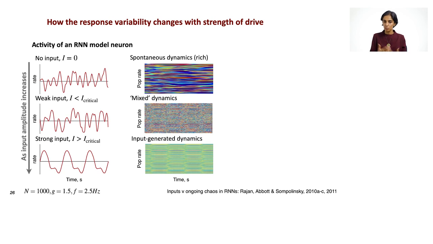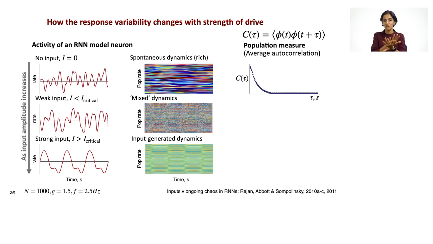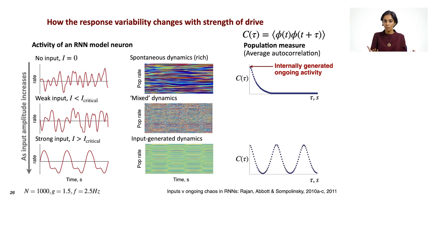Now I want to show you the result of applying the metric we developed before, the average autocorrelation, to these types of dynamics. In the input-free case, C of tau as a function of tau, if you recall, had this initial high variability because the neurons are irregular relative to each other, and that was a signature of this internally generated ongoing background activity. Now when the input entrains the network, or the network undergoes a phase transition at the critical input amplitude, there is no intrinsic variability left anymore, and you can see that reflected in C of tau: even at long delays, the average autocorrelation function oscillates with the frequency of the drive that this network was receiving.